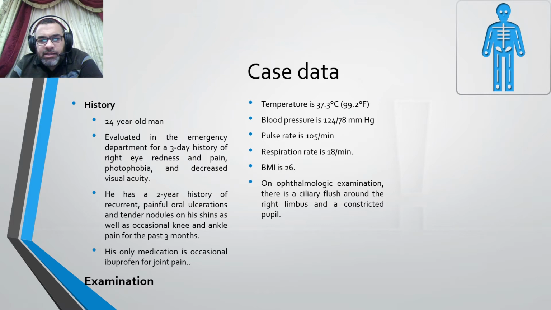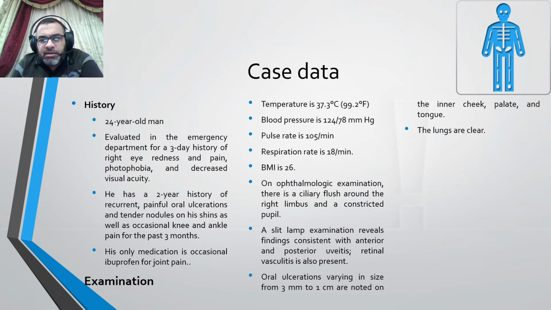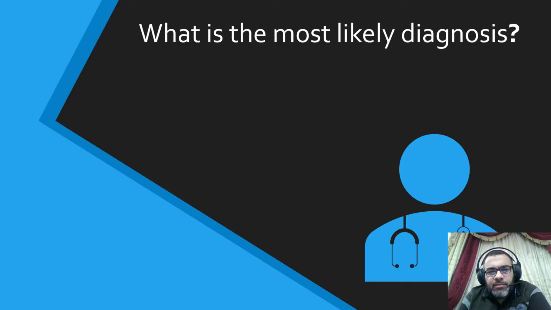Oral ulcerations varying in size from 3 mm to 1 cm are noted on the inner cheek, palate, and tongue. The lungs are clear. The abdomen is non-tender. No bruits are noted. The left knee and right ankle are swollen. Peripheral pulses are normal. Investigations revealed: chest radiograph showed a prominent right pulmonary artery, and the CT of the chest demonstrated an aneurysm of the right pulmonary artery. So, what is the most likely diagnosis?